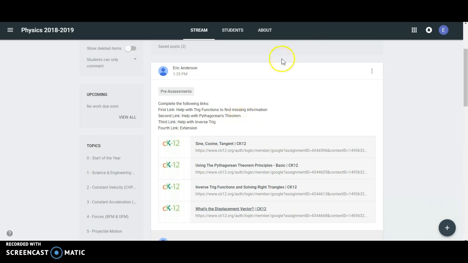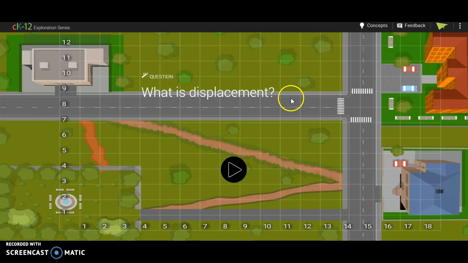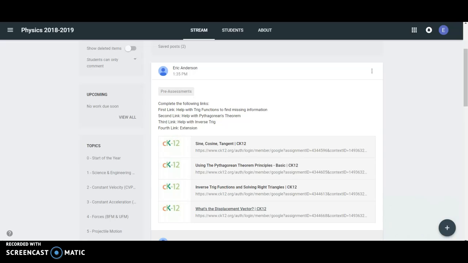So that extension piece is a simulation from CK12, which kind of walks them through the next thing that we're going to learn about in class, which is being able to add and subtract vectors when we talk about forces, when we talk about acceleration and things like that, so they can get a head start. And not explicitly telling them how this works, but having them kind of go through using a coordinate system, what's positive, what's negative, and how do we get that information.